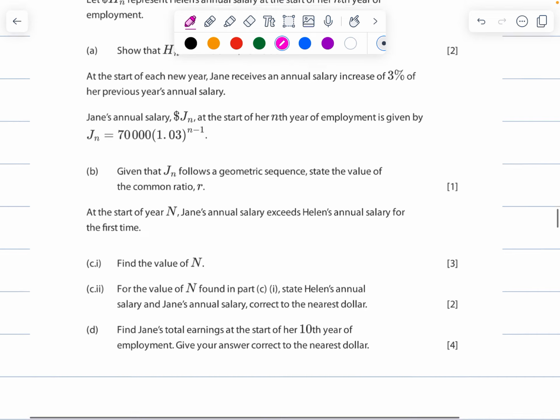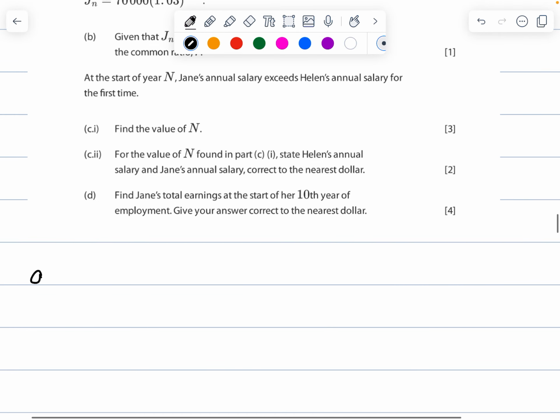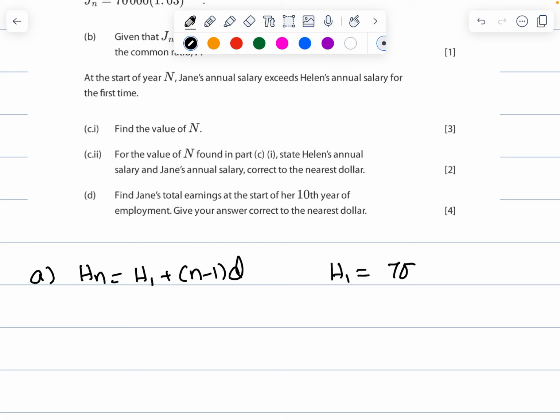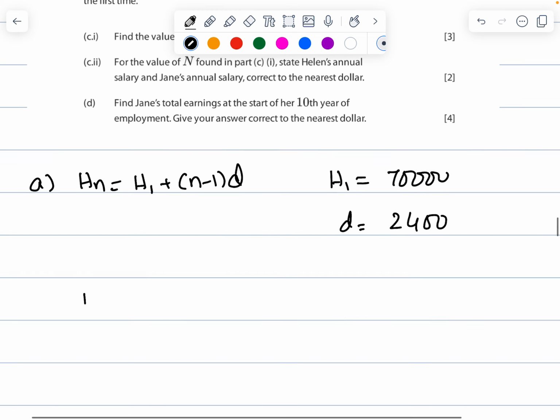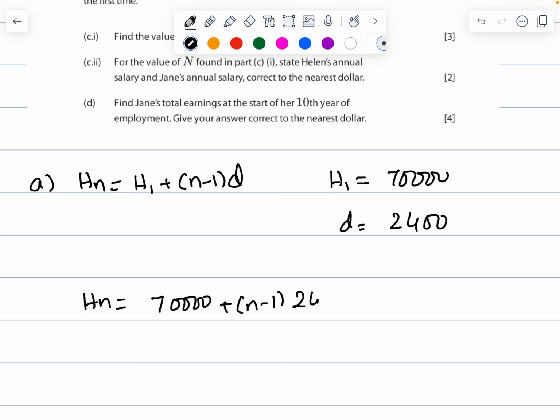So what am I going to do? Hn equals H1 plus (n minus 1) times d. But H1 is nothing but how much? 70,000. And the common difference is nothing but how much? 2,400. Plug that in, you should be getting Hn equals 70,000 plus (n minus 1) times 2,400. So it becomes 2,400n plus 67,600. That's going to be the answer. So use the method mark and the accuracy mark, and this is the answer given.